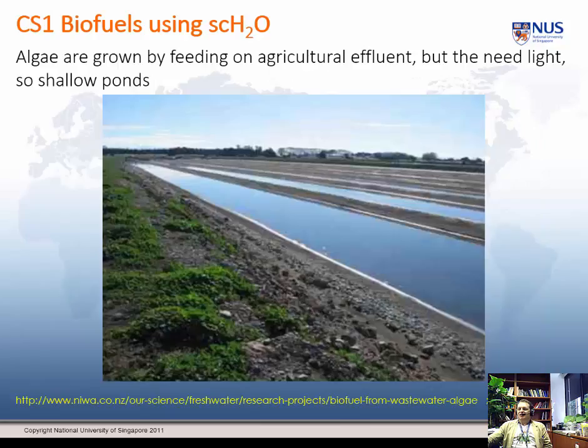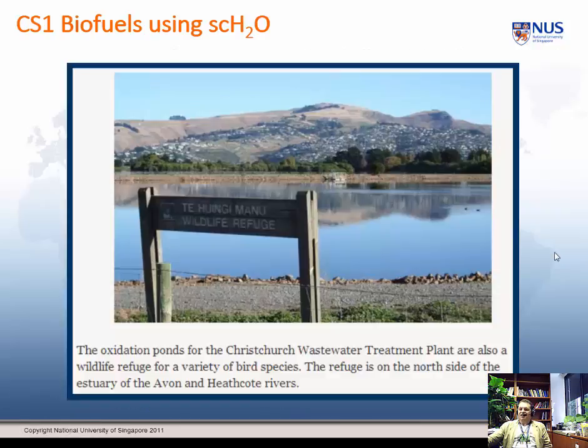I said previously that the algal reactors don't have to be fancy posh things in factories. These are algal ponds. Shallow ponds are being fed agricultural effluent to grow algae. These actually are in Christchurch in New Zealand, and in fact in my previous life, this is Christchurch.